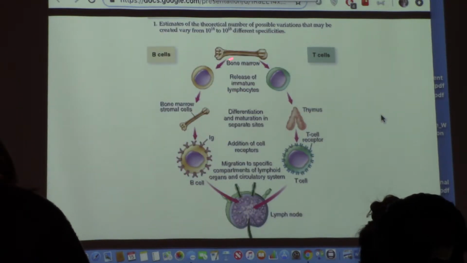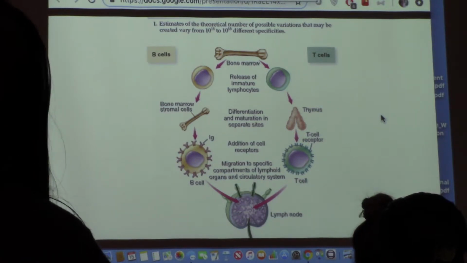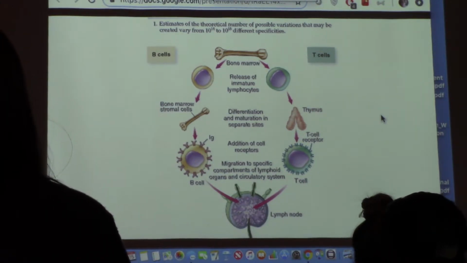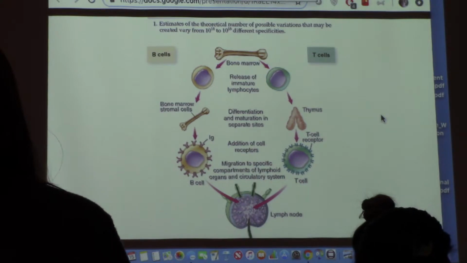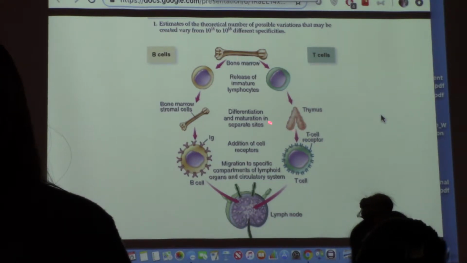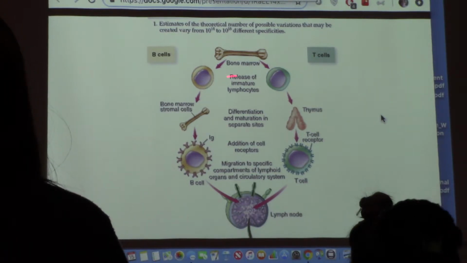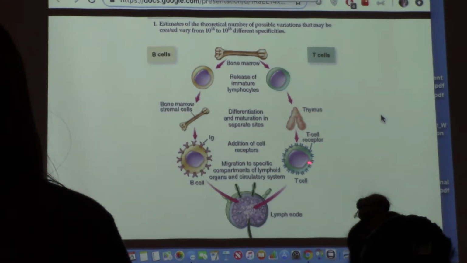So B cells and T cells actually both start out in your bone marrow. They both start as that hematopoietic stem cell that we talked about when we did the blood cell lab in class. And the B cells and the T cells go from the bone marrow and they mature. In the case of T cells, they mature in the thymus, and B cells remain in the bone marrow and mature in the bone marrow. And so you have these immature cells that mature and differentiate into T cells and B cells.